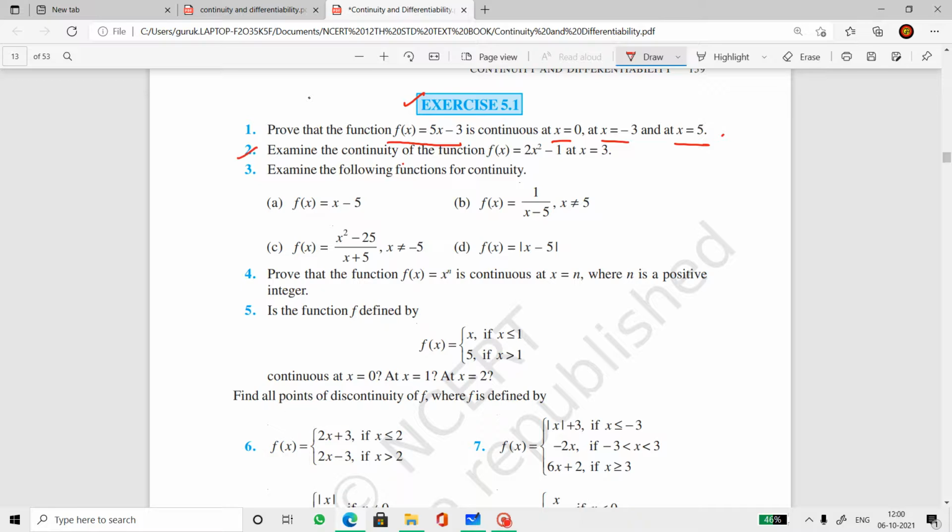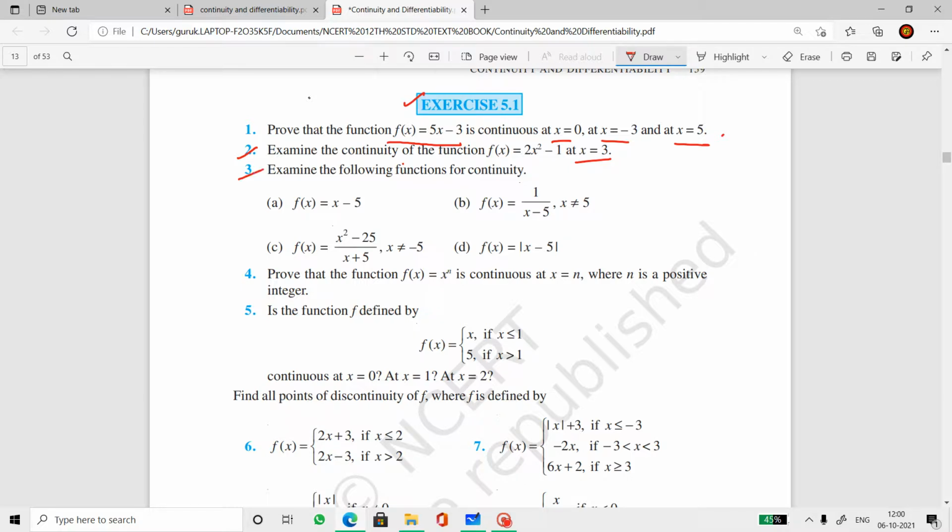Coming to the second question, that is almost the same as the first one because it is asked to check for x equal to 3. So limit x tends to 3 of 2x square minus 1 should be equal to f of 3, and it would be, obviously, isn't it? So 2 is over. Now coming to the third question.